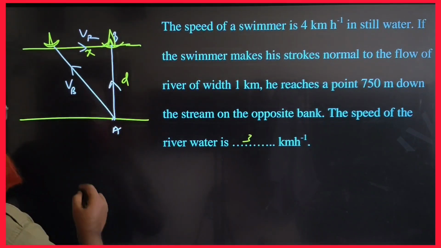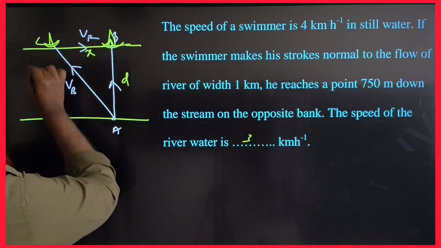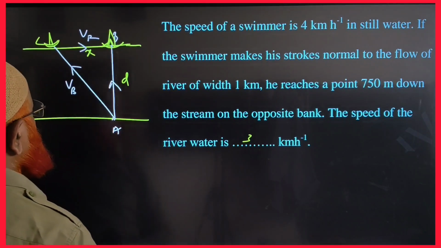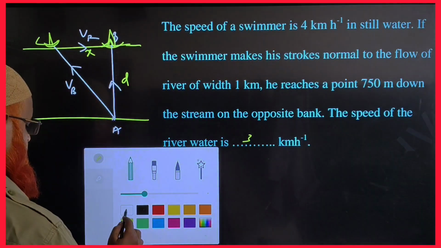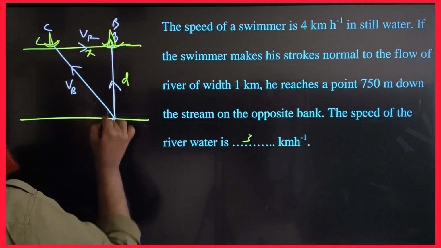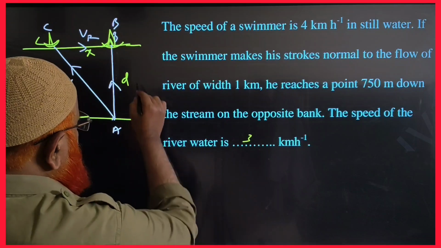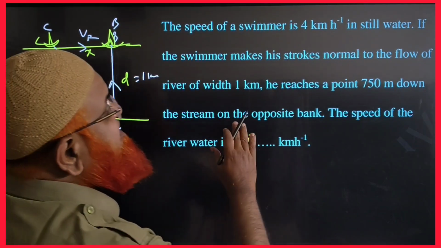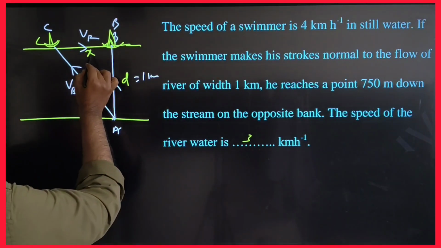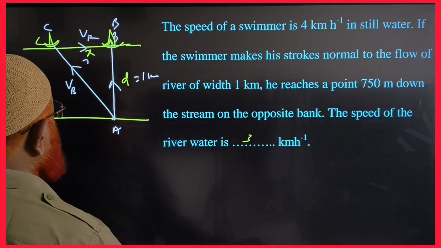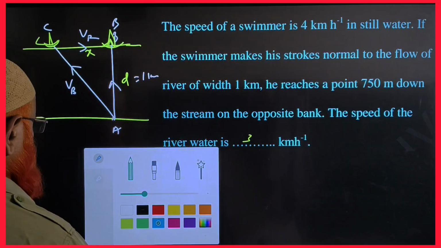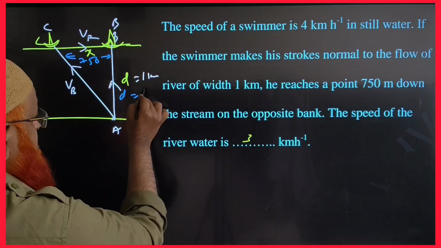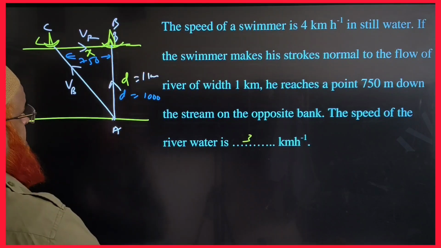This is A, B and this is C point. This is C, this is B and this is E. Width of the river is given as 1 kilometer. He reaches the point 750 meters downstream. This means the value of x is given as 750. Let's take a different color. See, this is 750 and this is how much? 1 kilometer means 1000. Okay, 1000.